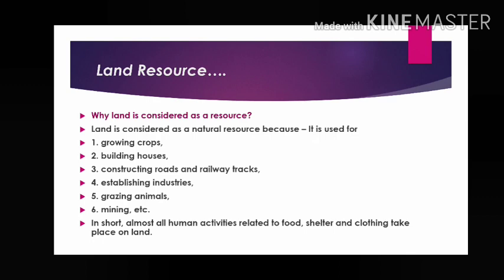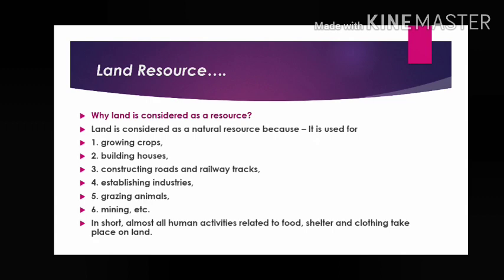Now we will come to the first resource, that is land resource. And the first question should be asked to land: why are you called a resource? Why is land considered a resource? Already we have read in chapter 1 that resource means what? Anything which can satisfy our needs, that means the needs of human beings. So what type of needs can be satisfied by land?